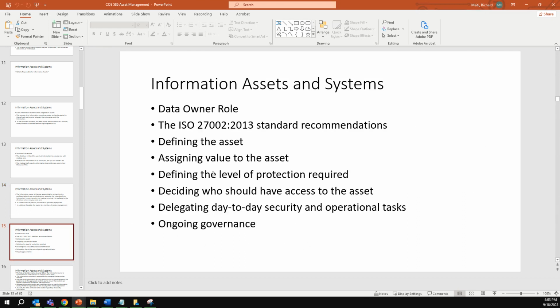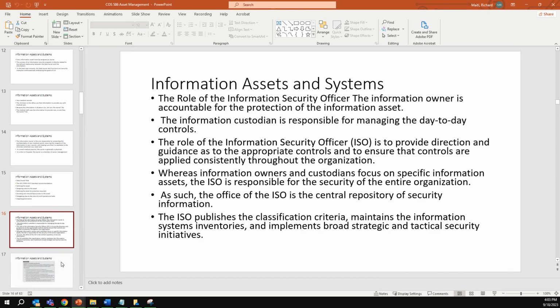So the owners have different kinds of roles. Defining the asset, assigning value to the asset, determining the level of protection, and deciding who should have access to the asset. Also day-to-day security and operational tasks, and ongoing governance.